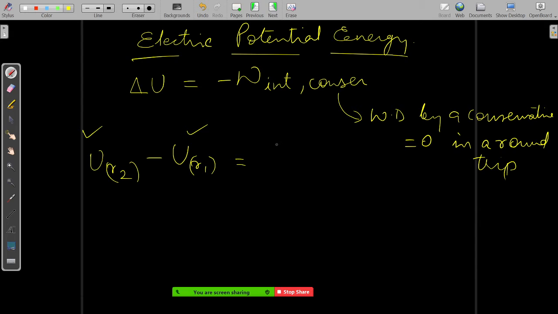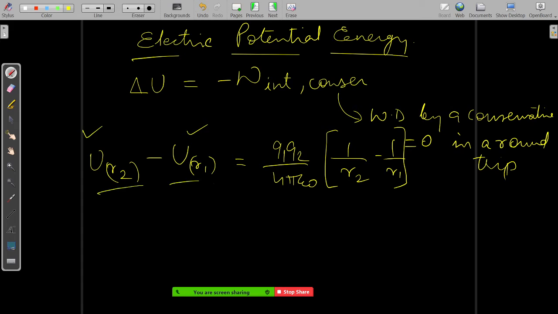So this formula comes to be Q1 Q2 by 4 pi epsilon naught times (1 by R2 minus 1 by R1). Now how to remember this formula? See, first thing is this is a change. Before that, we'll just define what is the potential energy at a point.